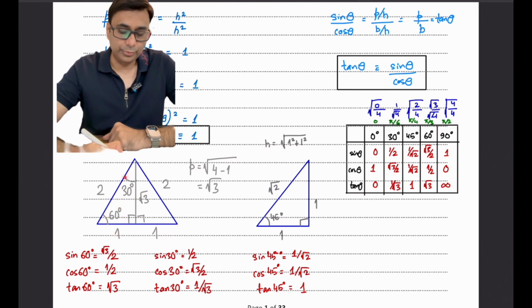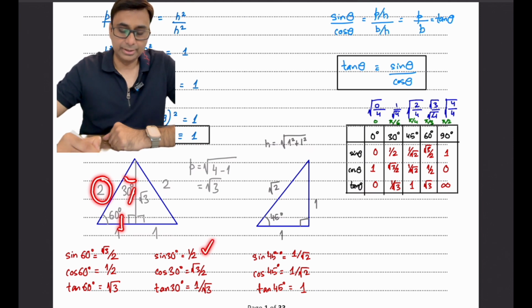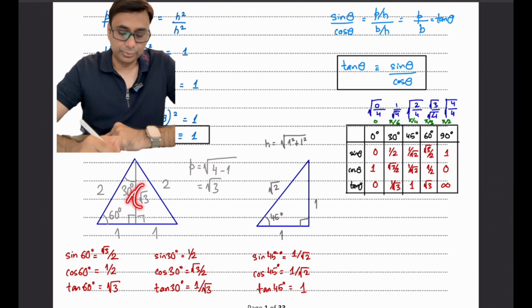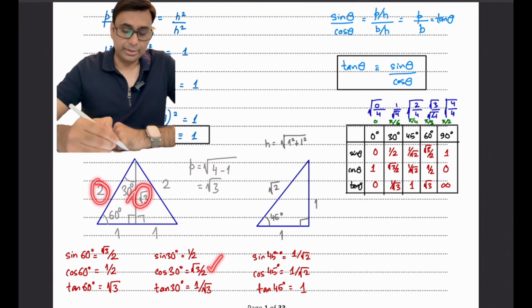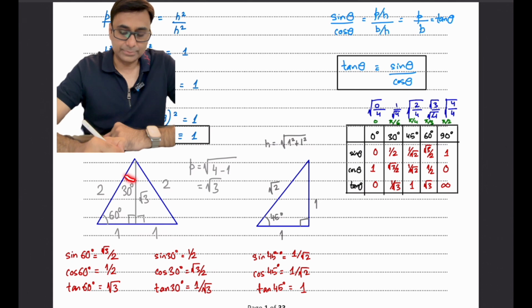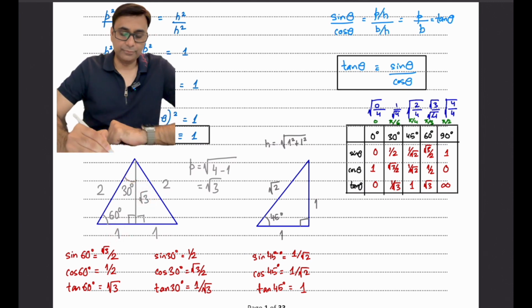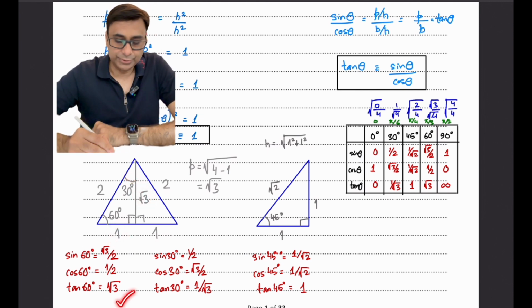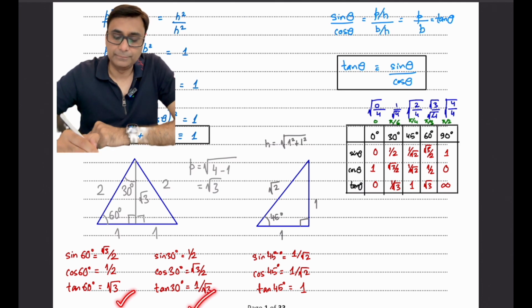Alternatively, we can also view it with the angle of 30 degrees. If you want to find out sine 30, then the perpendicular now becomes 1 and the base is 2. So this is going to be sine 30, 1 over 2. Now, if you want to find out cos 30, the base will be root 3 and the hypotenuse will still be 2, so that will be root 3 upon 2. And if we want to find out tan 30, that is perpendicular over base. So in this case, that is going to be 1 upon root 3. So that's how we can find out the trigonometric ratios for 60 degrees angle and 30 degrees angle.